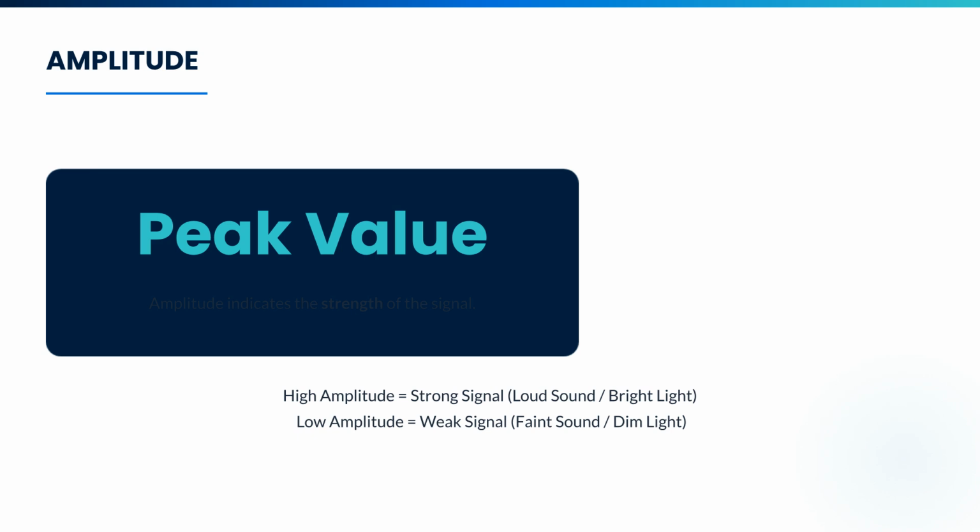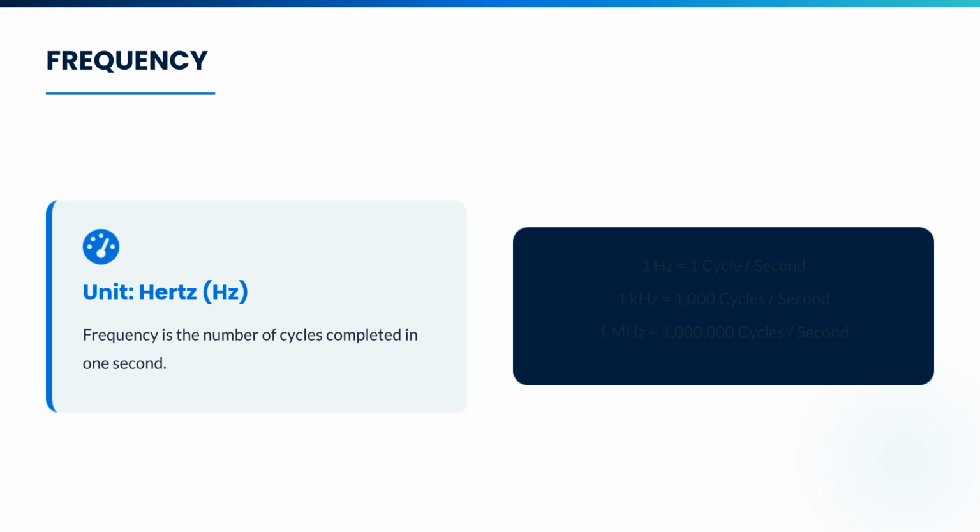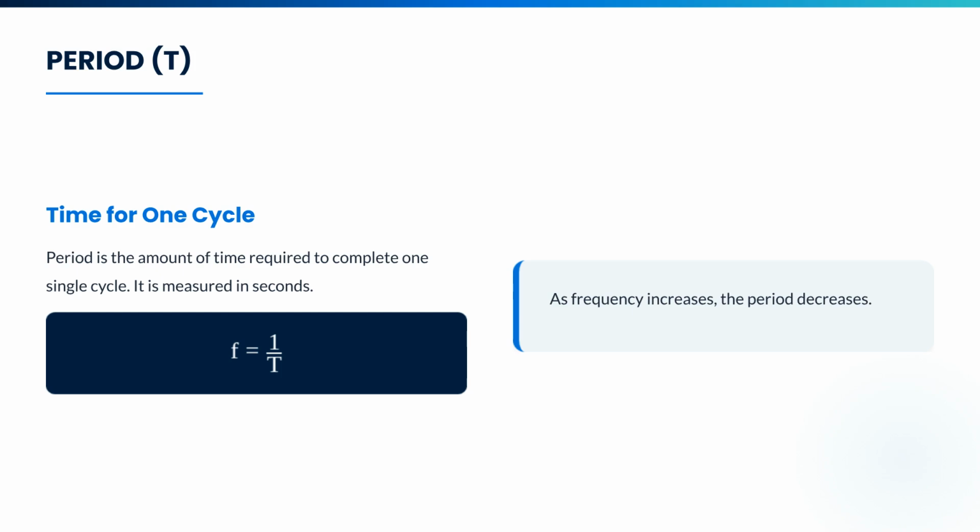High amplitude means a strong signal, such as loud sound or bright light. Low amplitude means a weak signal, like faint sound or dim light. Frequency is the number of cycles completed in 1 second, measured in hertz or Hz. For example, 1 kilohertz is 1,000 cycles per second, and 1 megahertz is 1 million cycles per second. Period, denoted as T, is the time required to complete one single cycle, measured in seconds.